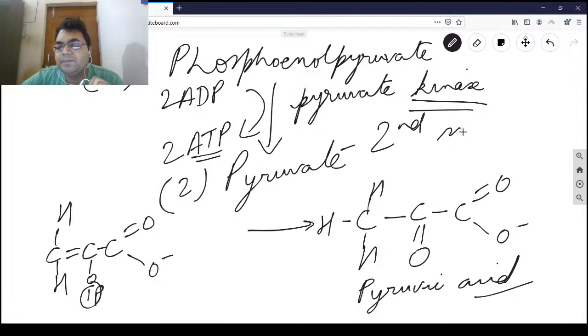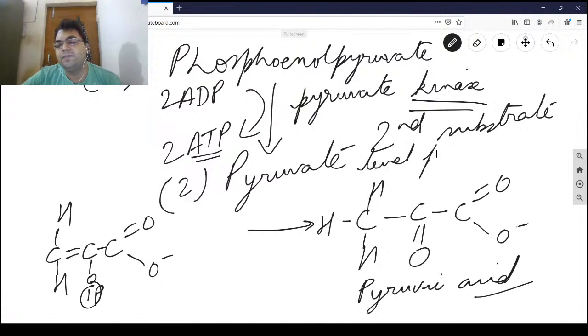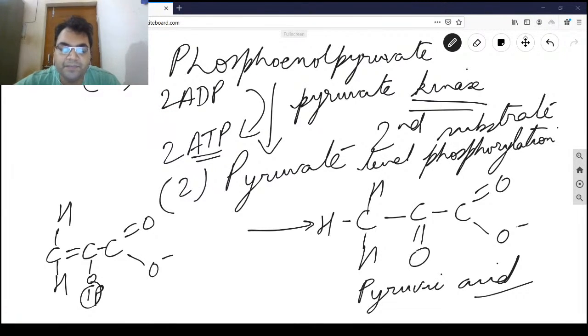It is the second substrate level phosphorylation event, in the form of the formation of pyruvate. Now you have been able to form pyruvate. So now it's quite easy for you to comprehend this entire process of glycolysis.